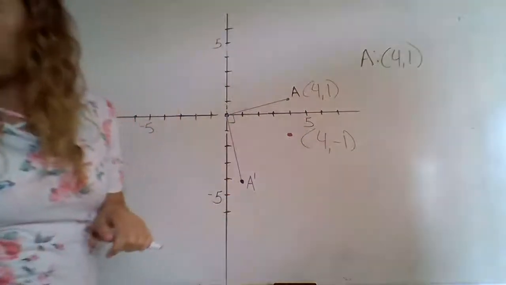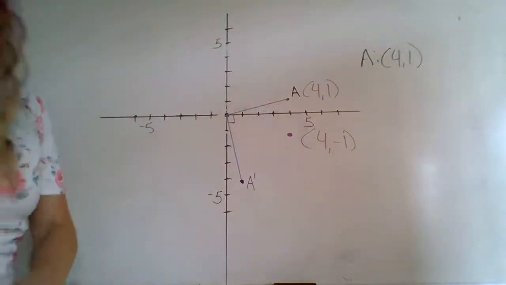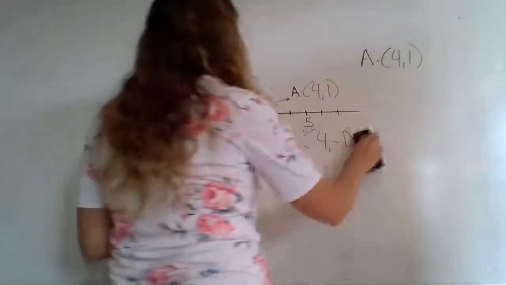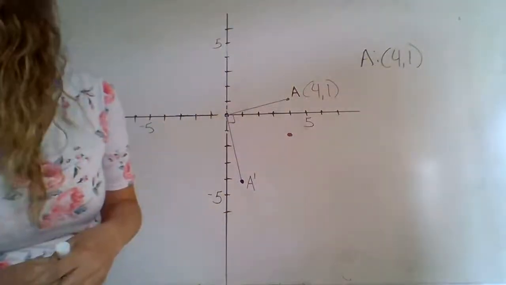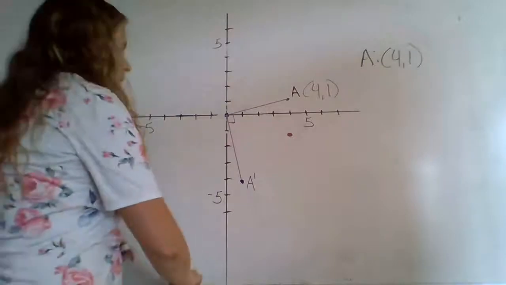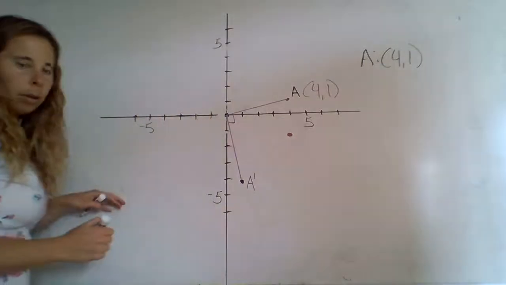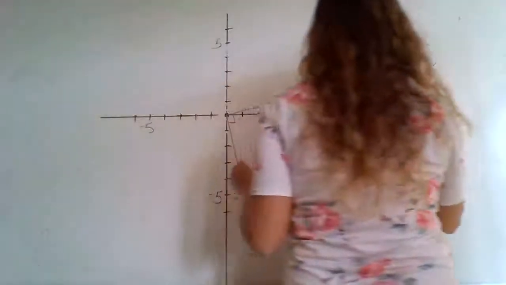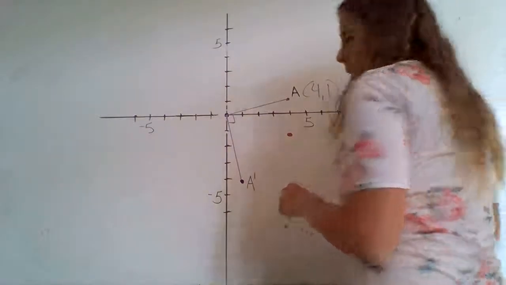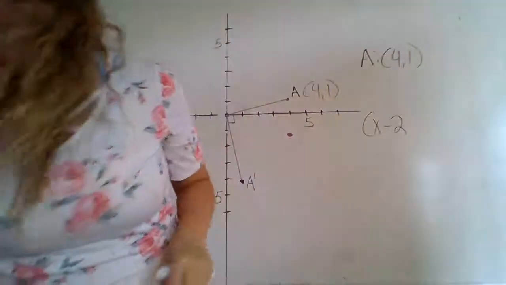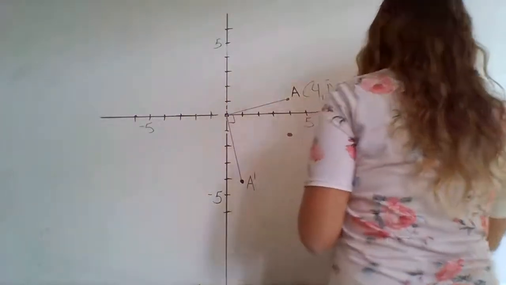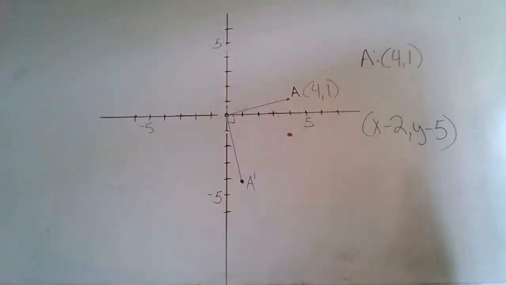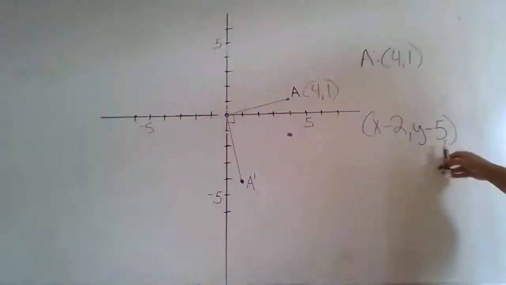The last thing you have to do, apply the rule. Let me write this one down. It says apply the rule x minus 2, y minus 5. We'll go over here. X minus 2, and y minus 5. Okay, apply the rule x minus 2, y minus 5 to point A.